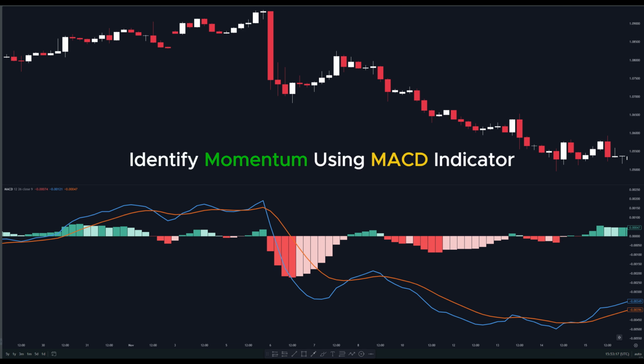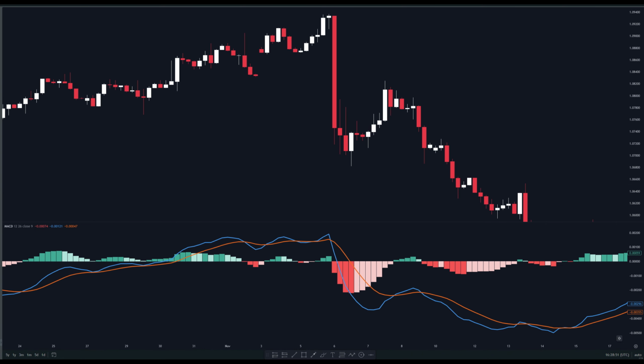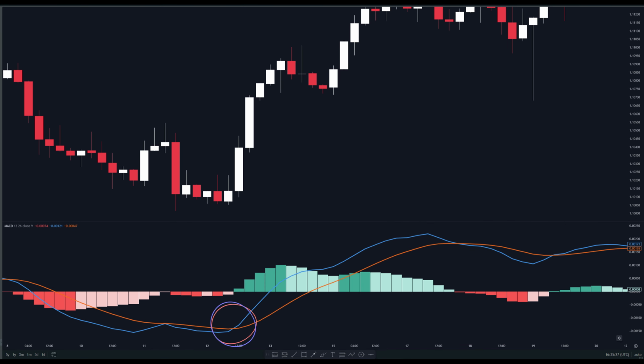How to identify momentum using the MACD indicator? Many traders use the MACD indicator to identify the momentum of the market by looking at the crossover of the MACD line and the signal line. Let me teach you with an example. If the MACD line crosses below the signal line, it shows that the market is in a downtrend. And remember, when the MACD line crosses below the signal line, both lines should be above the histogram. But if the MACD line crosses above the signal line, it indicates an uptrend in the market, and both MACD and signal lines should be below the histogram while crossing each other.